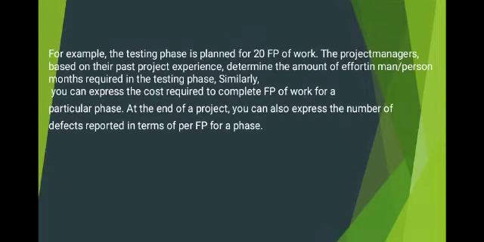For example, the testing phase is planned for 20 FP of the work. The project managers, based on their past project experience, determine the amount of effort in person-months required in the testing phase. Similarly, we can express the cost required to complete an FP of work for a particular phase. At the end of the project, you can also express the number of defects reported in terms of per FP for a phase.